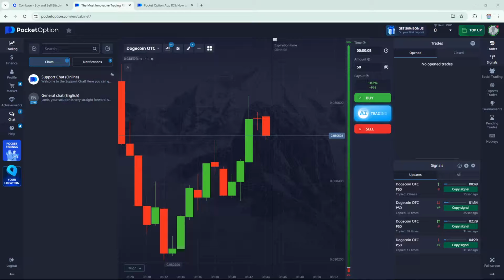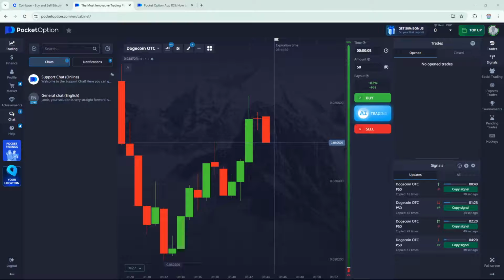In today's video, I'm going to teach you how to navigate your Pocket Option dashboard effectively, focusing on changing your chart type to candles and understanding their patterns to make more informed trading decisions. Once you're on the Pocket Option dashboard, you'll find everything you need to start trading right on your screen.